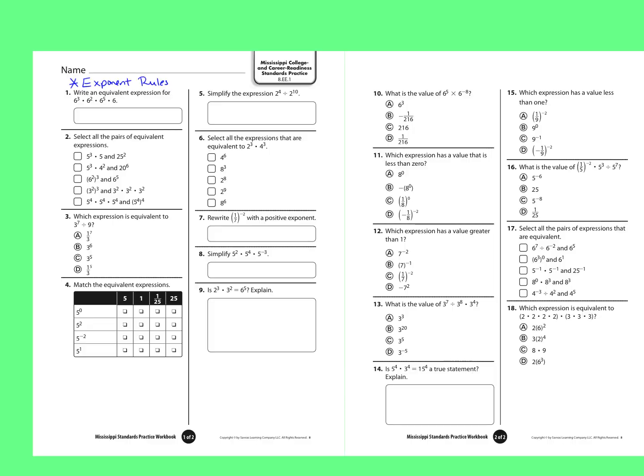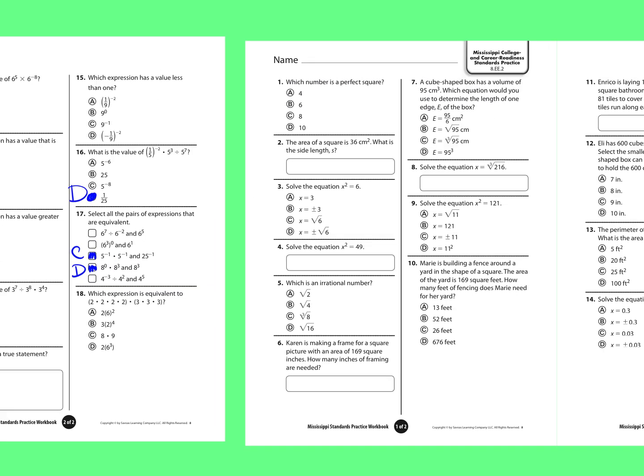EE1 answers. Number 1 is 6 to the 11th power. Number 8 is 5 to the 3rd power. Number 16 is choice D. Number 17 is the 3rd and the 4th choices. We'll call them C and D.